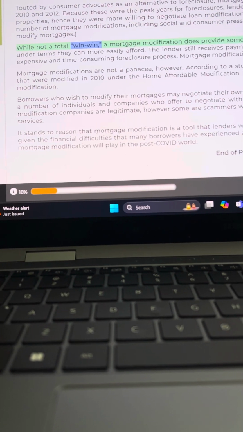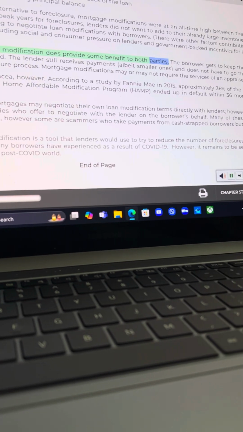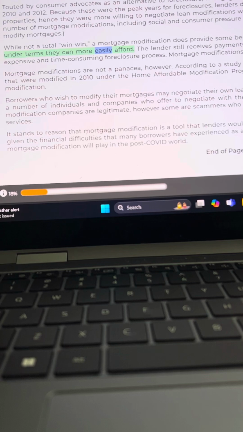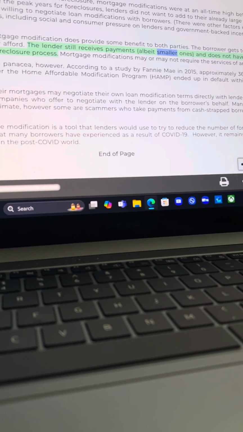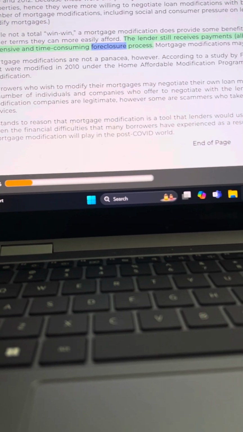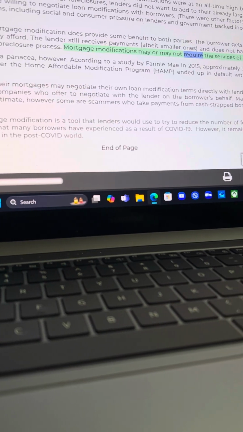While not a total win-win, a mortgage modification does provide some benefit to both parties. The borrower gets to keep the property under terms they can more easily afford. The lender still receives payments, albeit smaller ones, and does not have to go through the expensive and time-consuming foreclosure process. Mortgage modifications may or may not require the services of an appraiser.